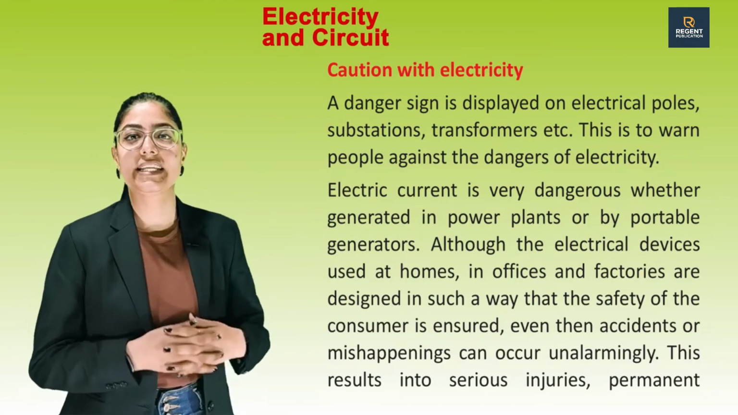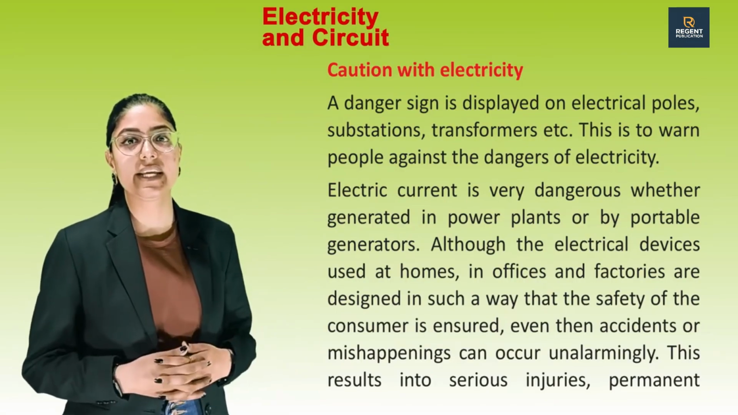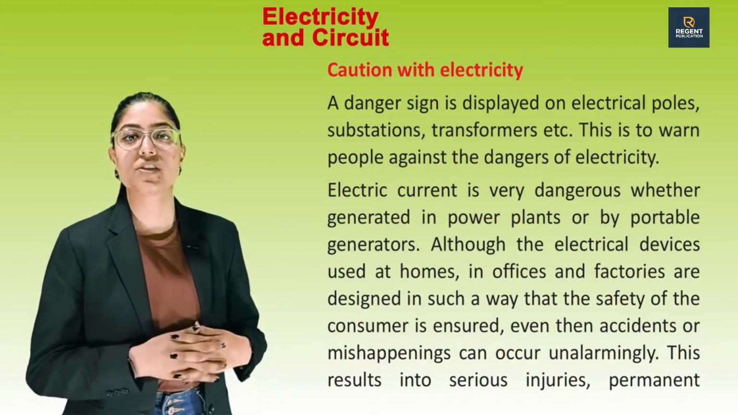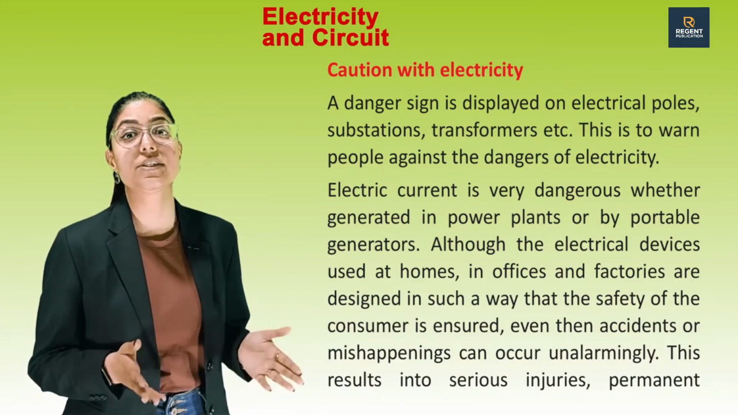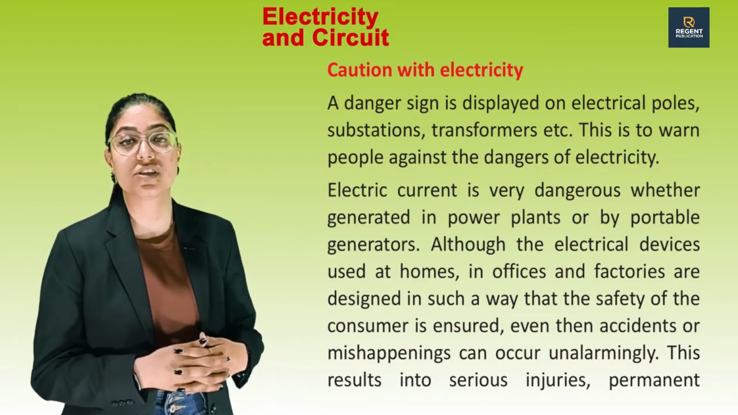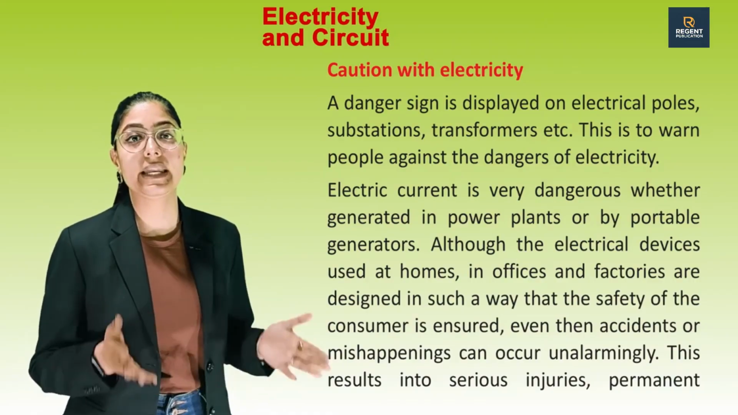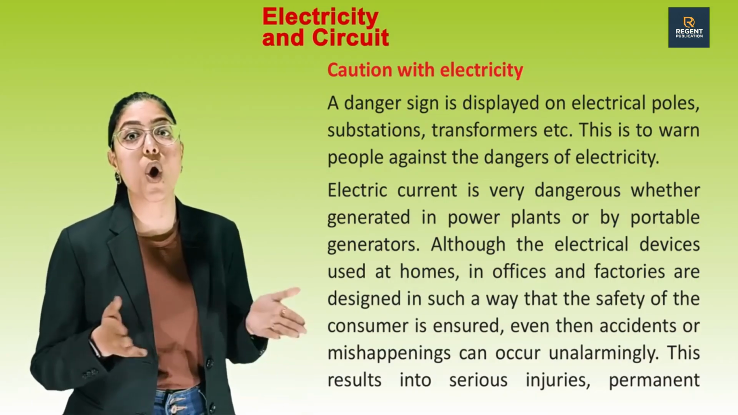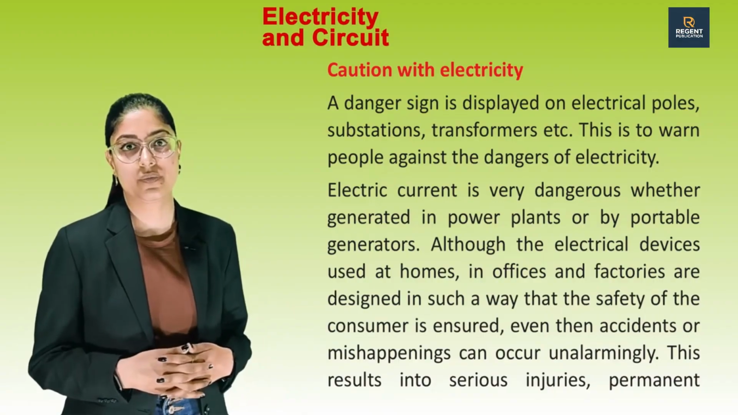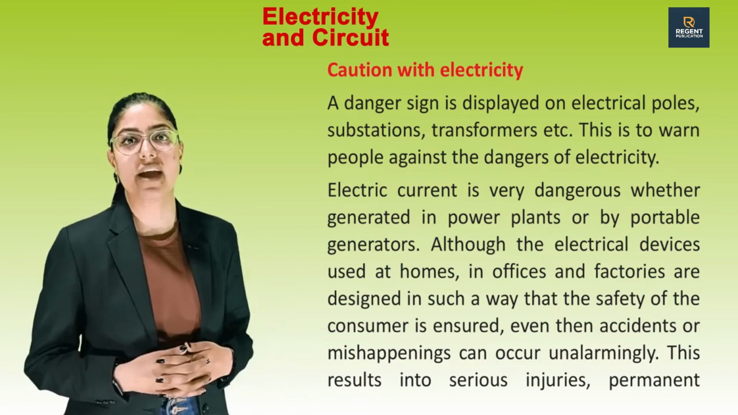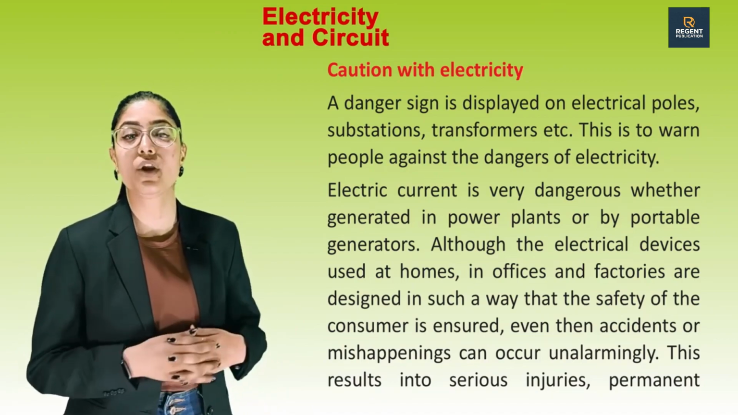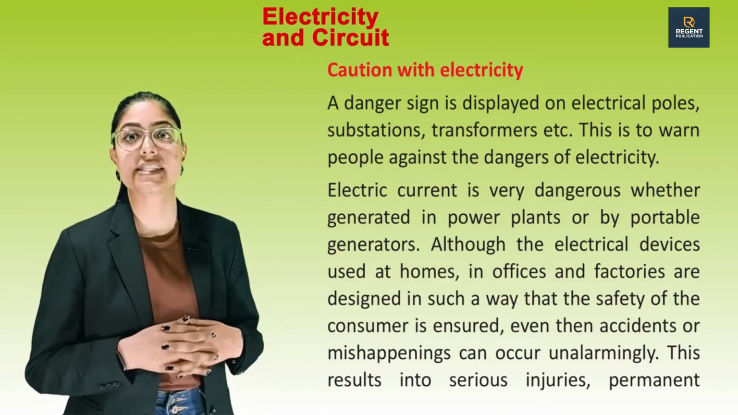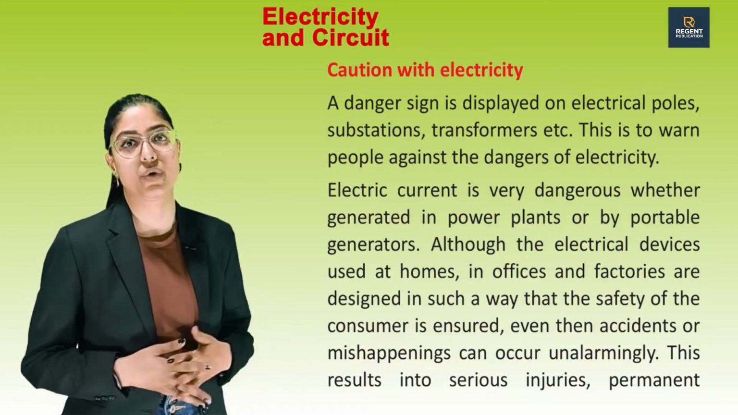Cautions with electricity. A danger sign is displayed on electrical poles, substations, transformers, etc. This is to warn people against the dangers of electricity. Electric current is very dangerous whether generated in power plants or by portable generators. Although the electrical devices used at homes, in offices and factories are designed in such a way that the safety of the consumer is ensured.